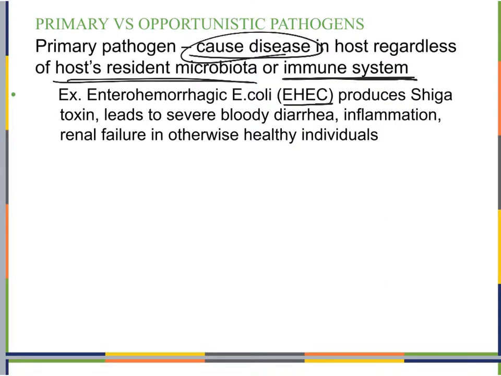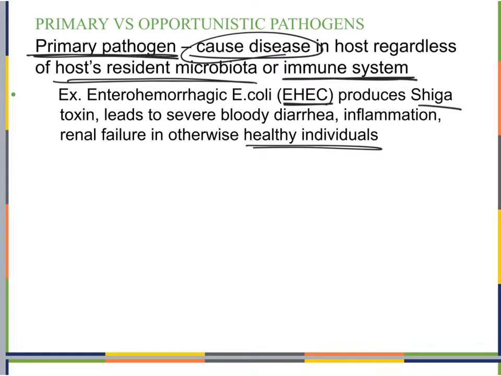So for example, the EHEC, the Enterohemorrhagic E. coli, produces this Shiga toxin, and this can lead to severe bloody diarrhea, inflammation, it can cause renal failure, and all of this can happen even in a person that's typically healthy. So if we look back at the number, remember it didn't take very many to get EHEC, and that would be in somebody that's otherwise healthy, so has a good healthy immune system, a good healthy microbiome that's protecting the organism, and it still will cause disease.